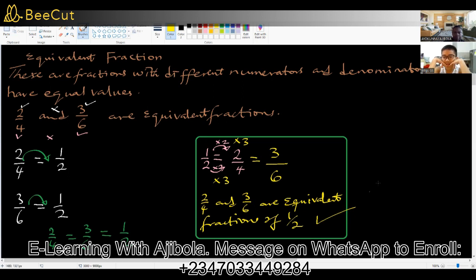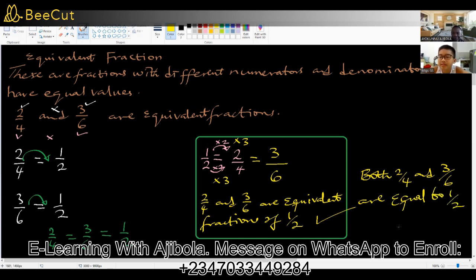Is that clear? I mean, both 2 over 4 and 3 over 6 are equal to what? 1 over 2. Now, read this for me. 2 over 4 and 3 over 6 are equivalent fractions.